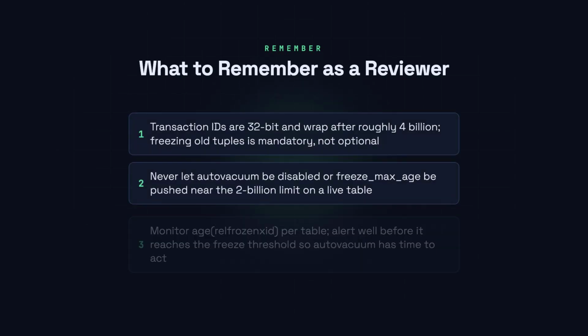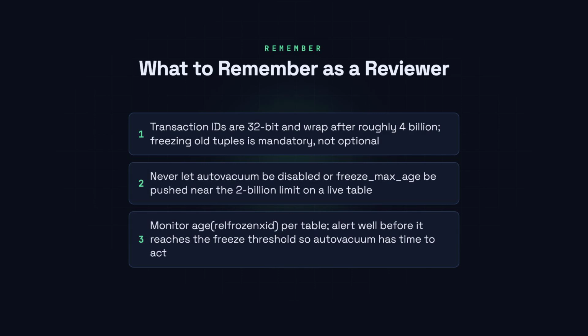XIDs wrap around after 4 billion, so freezing is not optional. Never disable autovacuum or inflate freeze max age on production tables. And always monitor relfrozenxid's age per table so autovacuum has a safe window to do its work before Postgres is forced to stop writes entirely.